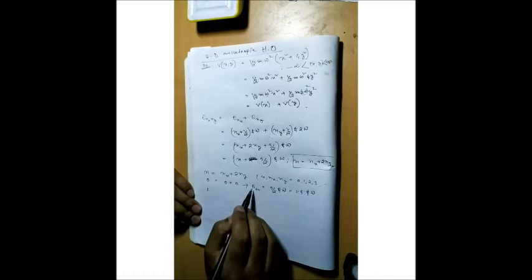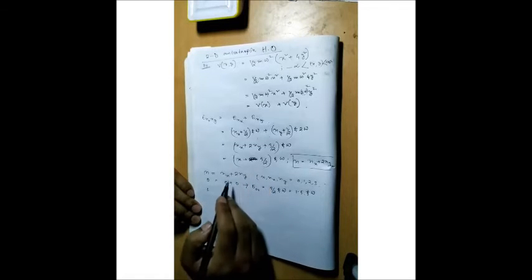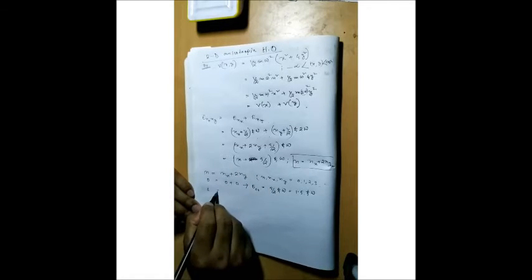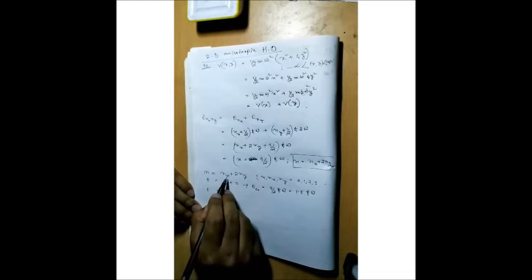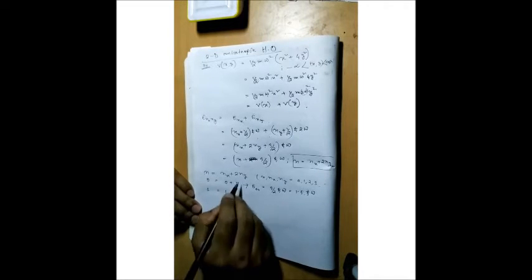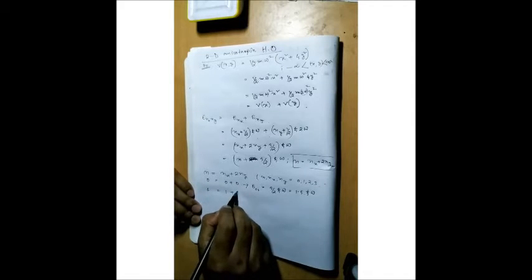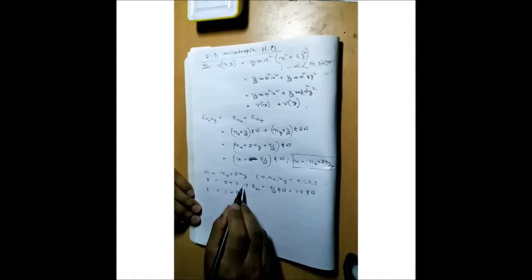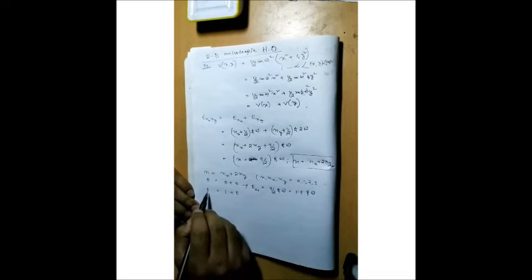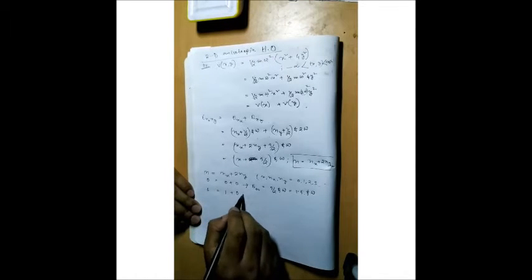Now I have to see what combinations are possible when n equals 1. So when n equals 1, I can say nx equals 1 and ny equals 0. Is any other combination possible here? No. To get n equal to 1, this is the only combination.